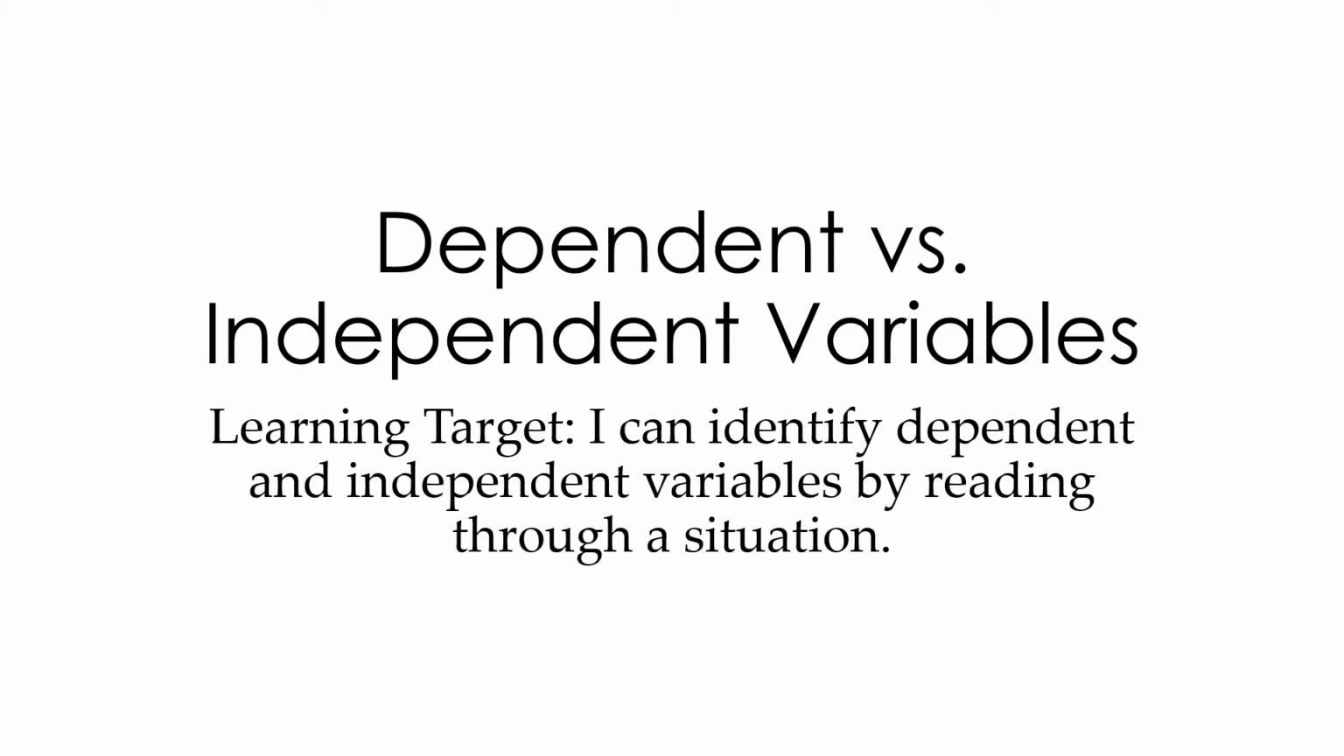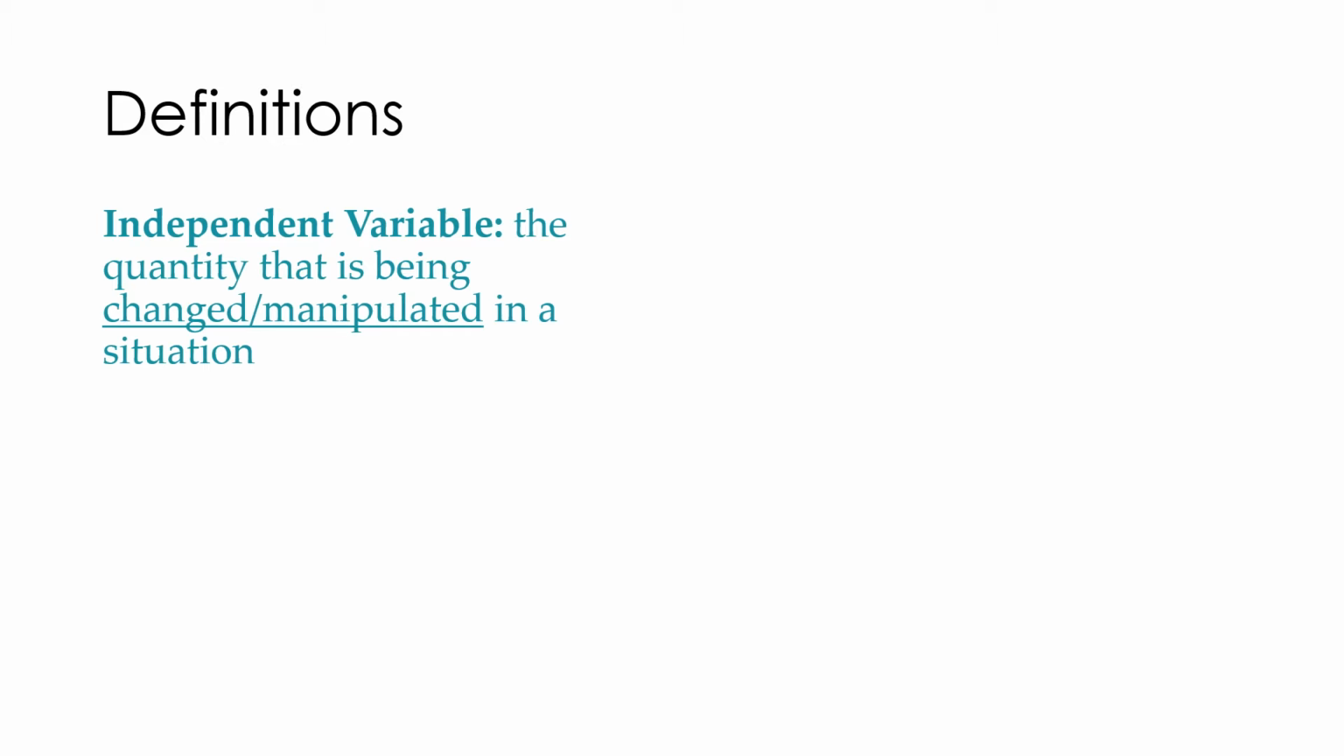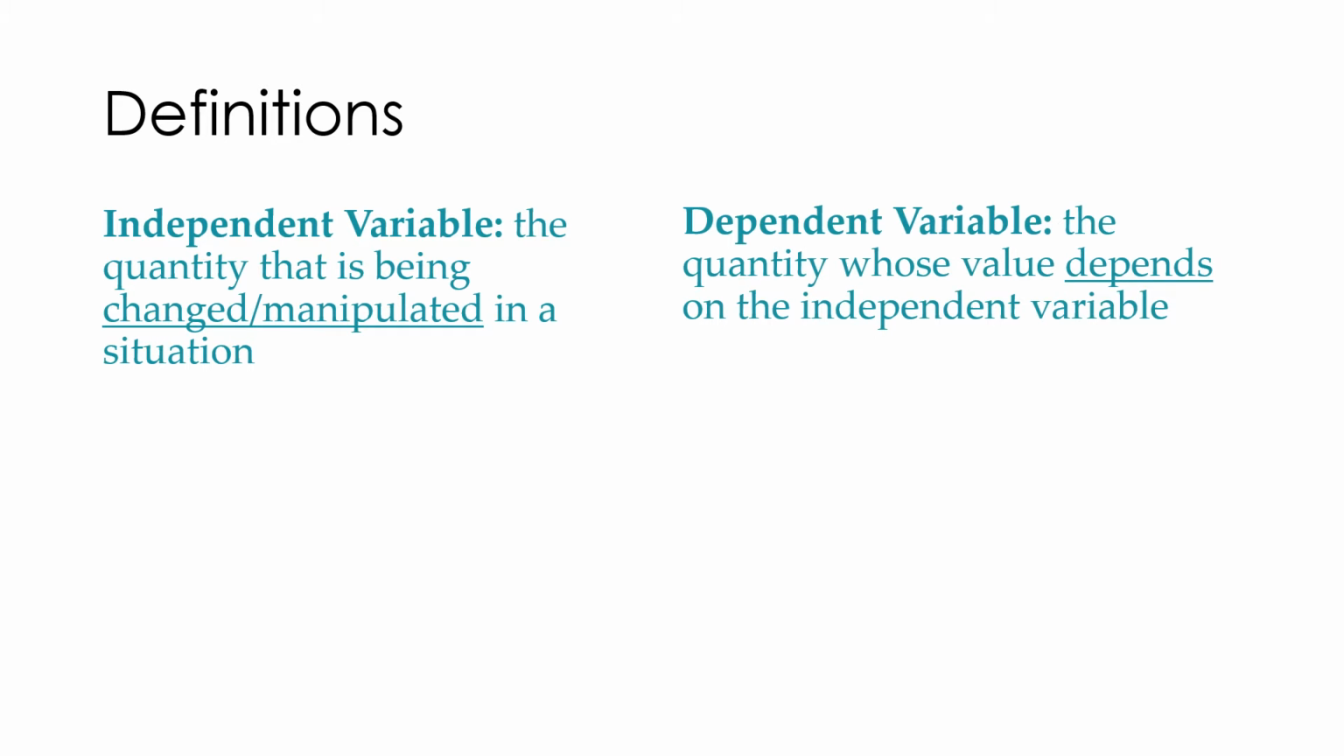Today I'm going to give you a lot of different situations, and you're just going to have to identify which is the independent variable and which one's the dependent variable. So we'll start with some definitions. Our first one is an independent variable, and that's the quantity that's being changed or manipulated in a situation. And then the dependent variable is the quantity whose value depends on the independent variable.